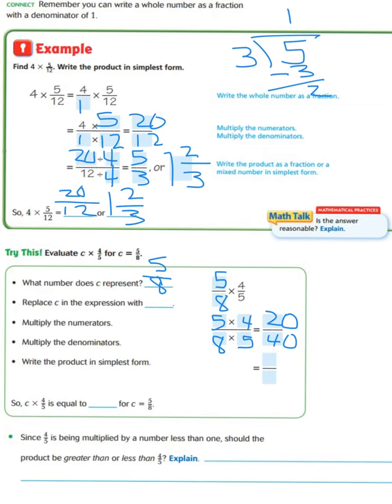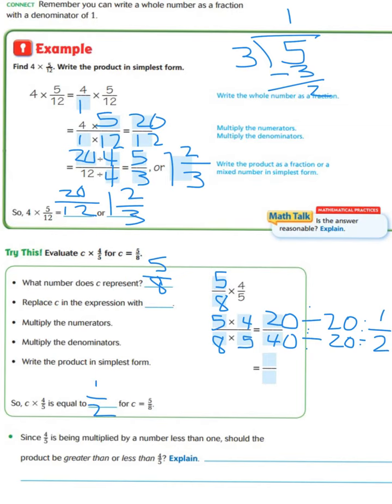Now the next step says to write the product in simplest form. Well, this one's kind of one of those easy ones. We just have to find out what we can divide both 20 and 40 by. And we know that we can divide both 20 and 40 by 20. So whatever we do to the numerator, we do to the denominator. 20 divided by 20 is 1. 40 divided by 20 is 2. So C times 4/5 is equal to 1/2 for C equals 5/8.